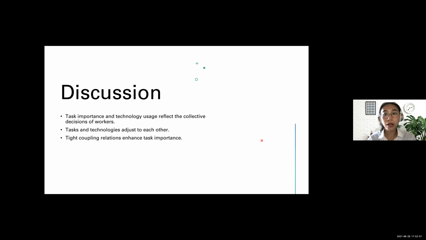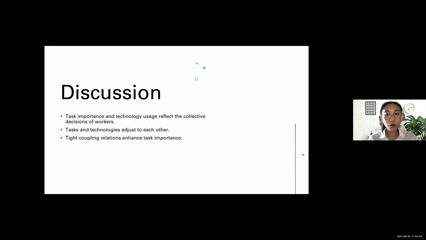The reason we're interested in task importance and its relationship to other structural properties of the work ecosystem, especially the usage of technology commodities, is that these are the characteristics that reflect the collective decisions and experiences of the job experts and worker groups. Task and technology usage also adjust to each other. More technology commodities are created around the more important tasks, and the tasks are designed with consideration of the technological tools available. Therefore, we really try to understand these relationships because they can provide signals to guide us through decisions when we design tasks and technologies.